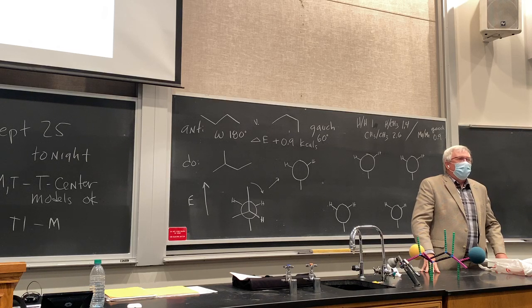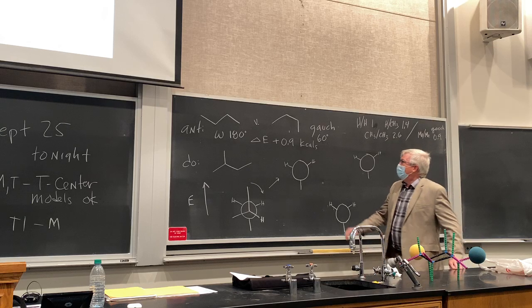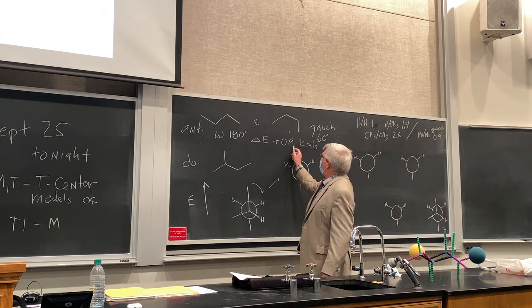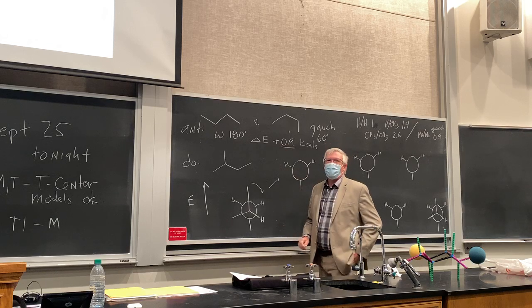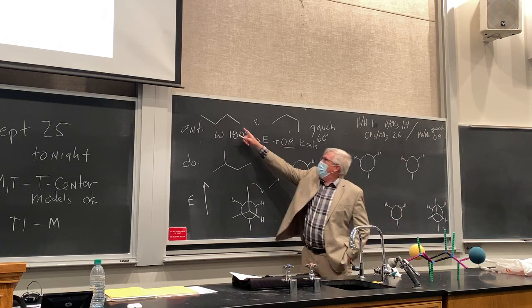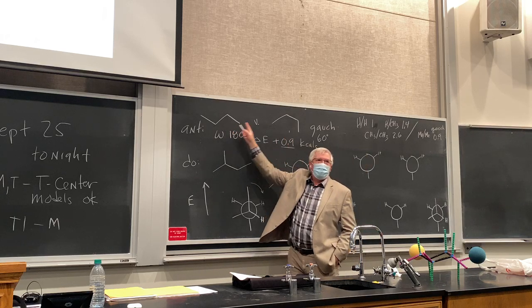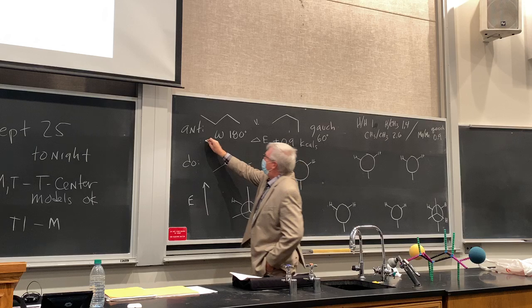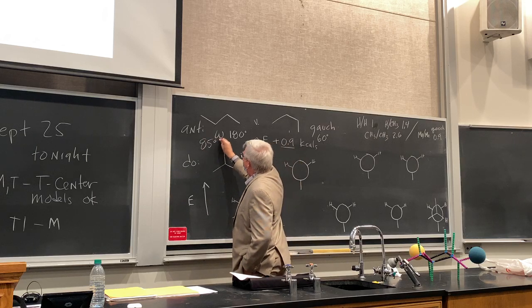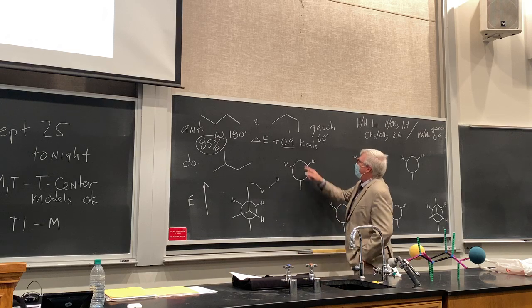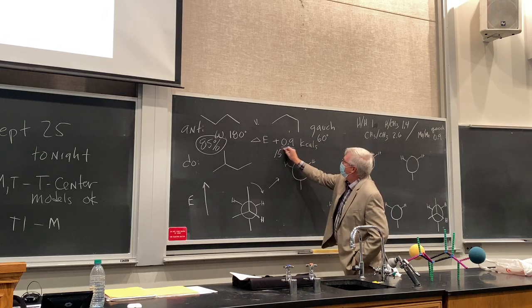So we're really talking about very small, subtle effects here. But what about the percentage, let's say at room temperature? What does this 0.9 kcals per mole mean percentage-wise? What percent of the time is it anti? What percent is gauche? Well, it's actually kind of surprising, I think. 85% will be anti, and 15% gauche.